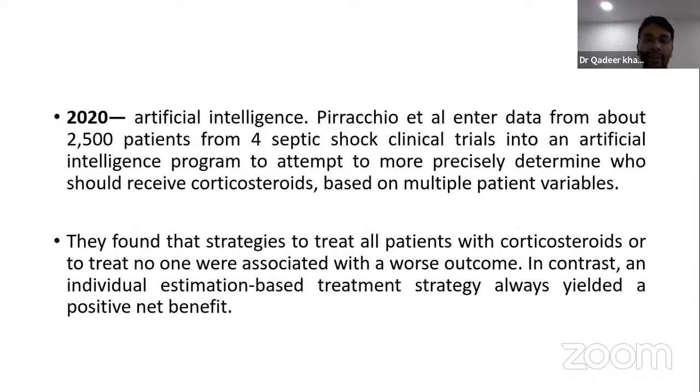In 2020, based on artificial intelligence, Pirracchio et al. entered data from about 2,500 patients from septic shock clinical trials into a program to attempt to more precisely determine who should receive steroids based on multiple patient variables. They found that strategies to treat all patients with steroids or to treat no one were associated with worse outcomes. In contrast, an individual estimation-based treatment strategy always yielded a positive net benefit. So we should understand the individualization of treatment: patients with refractory shock have shown benefit like early shock reversal. The mortality benefit was not seen in many of the trials except for the APROCCHSS trial.